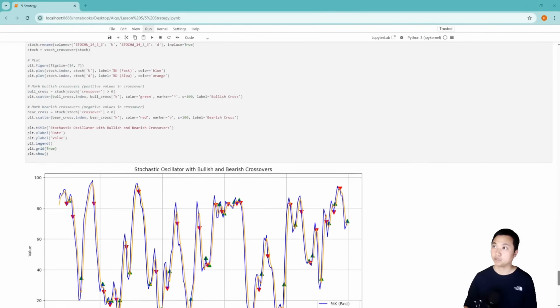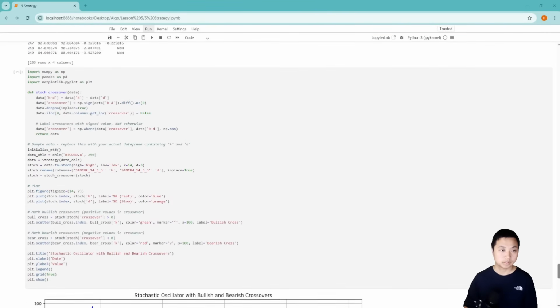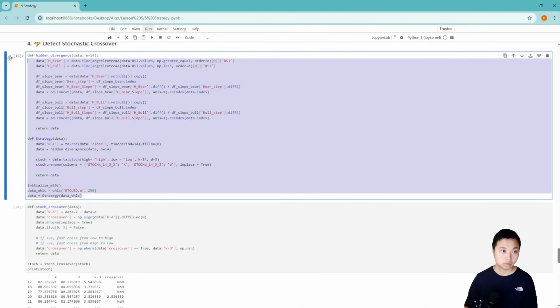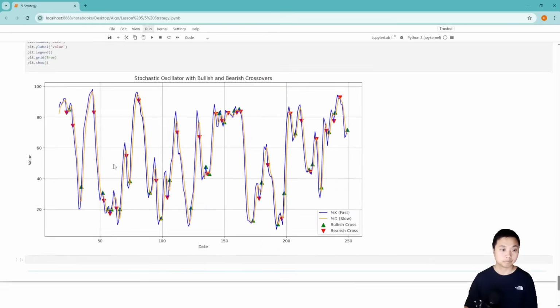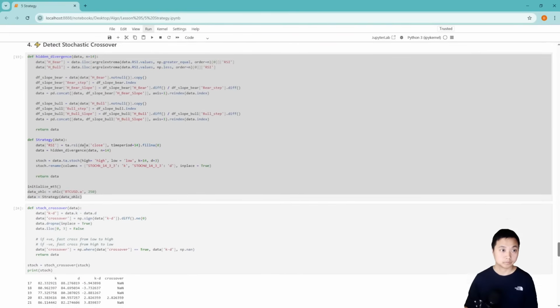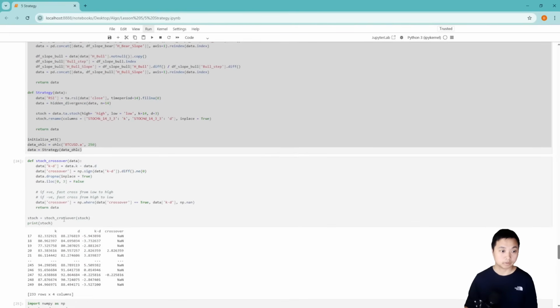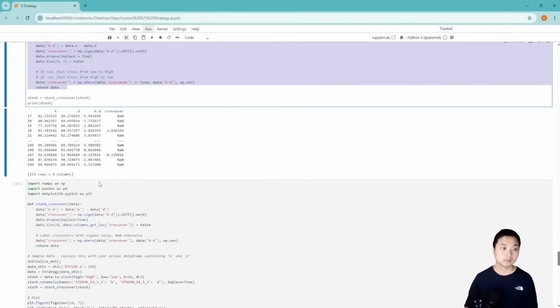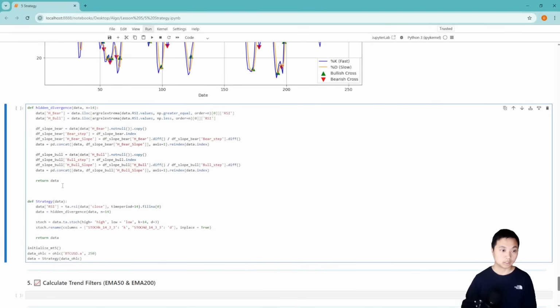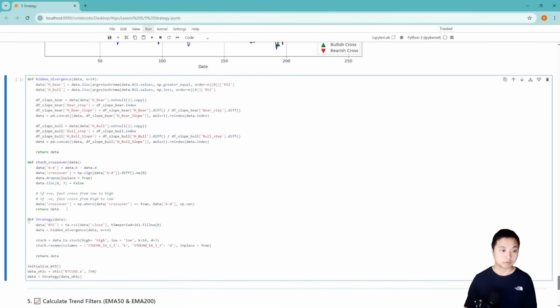Now that we've built all the pieces, it's time to put everything back all together. So we have the stochastic information here, so just put it here. We have the main strategy, and then we have the hidden divergence, and then we also have the stochastic crossover.